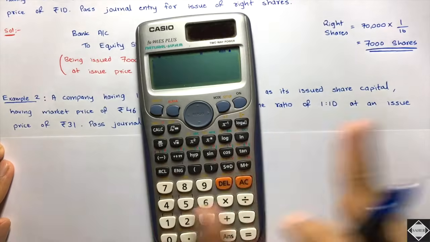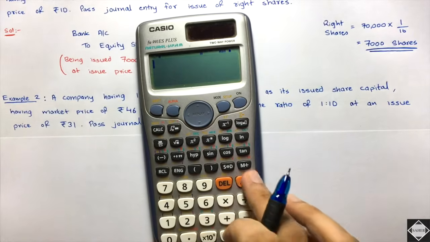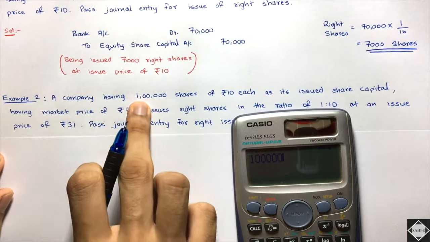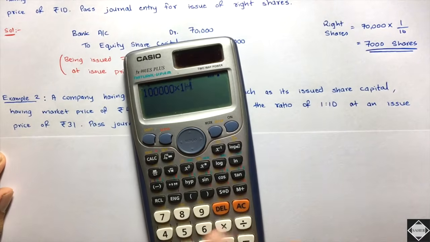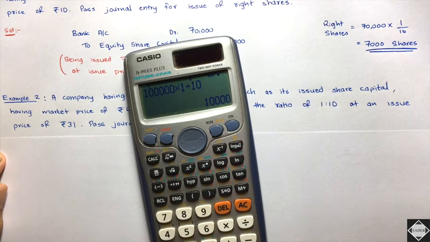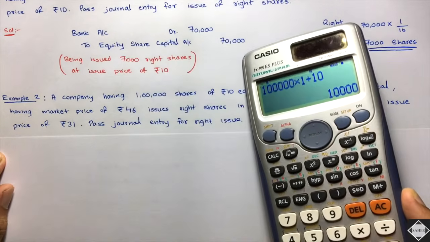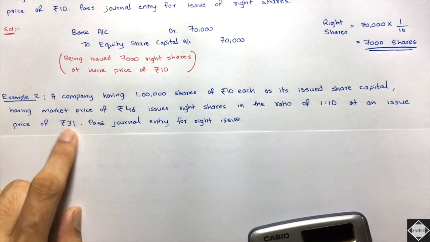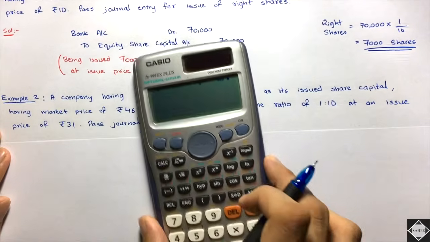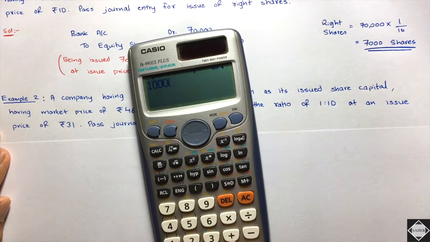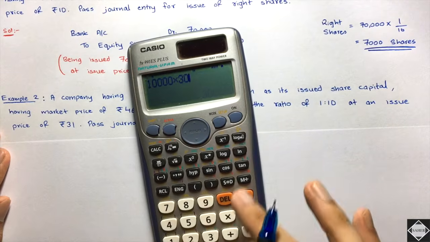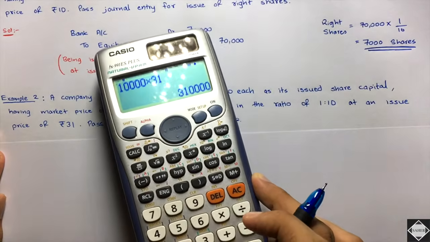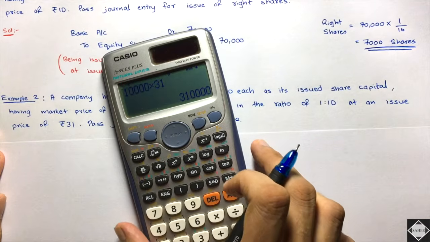So let's calculate how many right shares first. How many existing shares are there? 1 lakh existing shares are there. Ratio is 1 divided by 10, so right shares are 10,000 over here. So how much money will the company get? The company will get 31 rupees per share, that's the issue price of the right issue. So 10,000 into 31 is equal to 3,10,000. So the bank account has to be debited by how much? 3,10,000, because the bank account will be increased by 3,10,000.